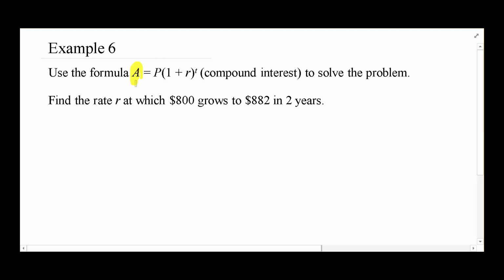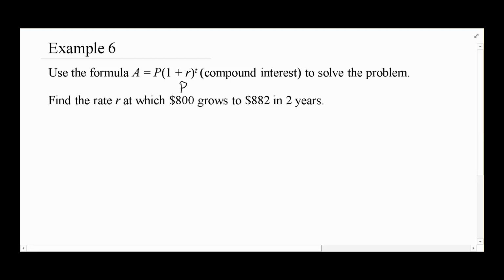is your future value or your total amount you're going to end up with in your account. The P is your principal, or sometimes called present value. It's the amount that you start off with in your account. The R is the interest rate that you're earning. This interest rate is always entered as a decimal. And then T is the time that you're collecting interest for, and that's going to be measured in years. So in this problem, you're asked to find R, for which $800 is going to grow to be $882 over the course of 2 years.